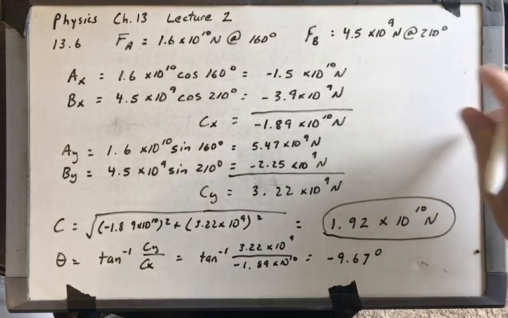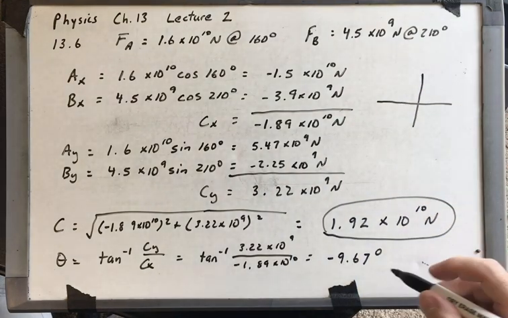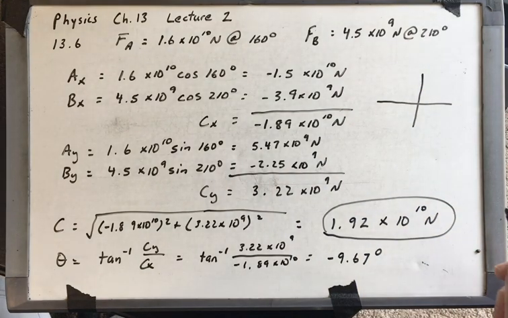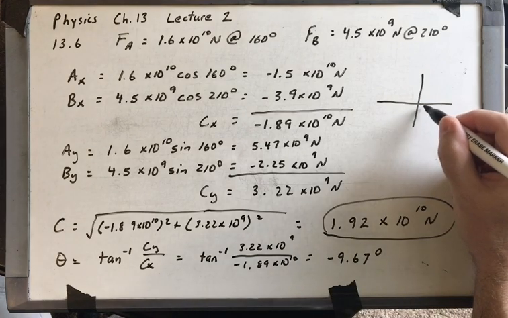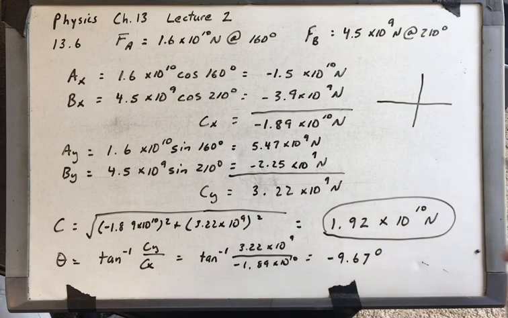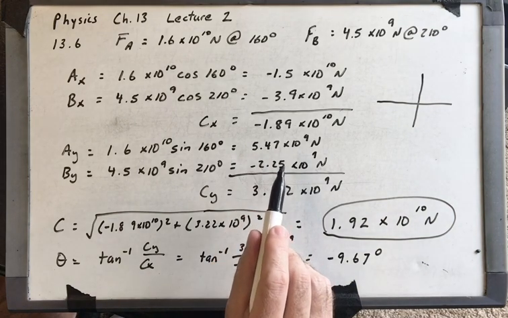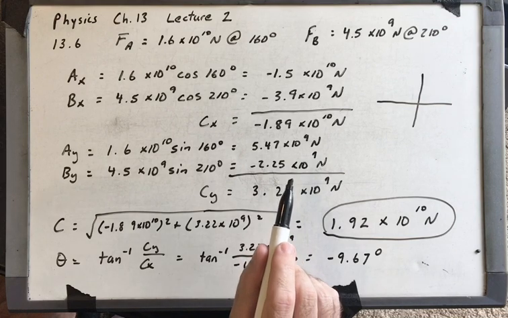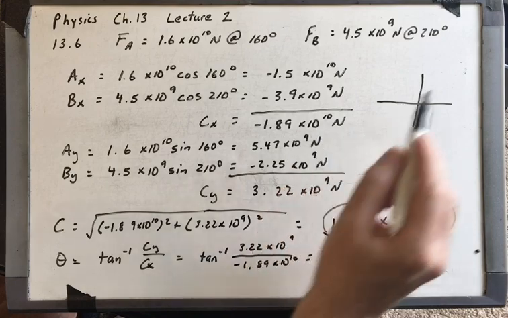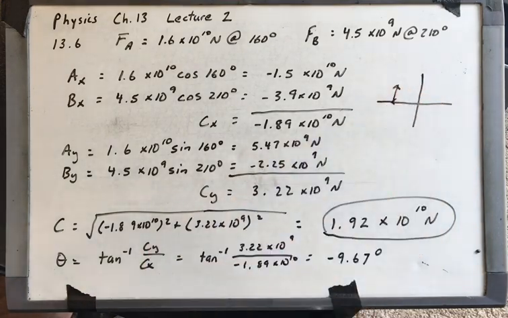Just to remind you a little something from chapter 3. We want to put this in the 360 degree, because negative 9.67 is going to be about 10 degrees this way in the fourth quadrant. Excuse me, we know it's in the second quadrant because x is negative, x is this way, and then y is positive that way. So we know the answer will be in quadrant 2.